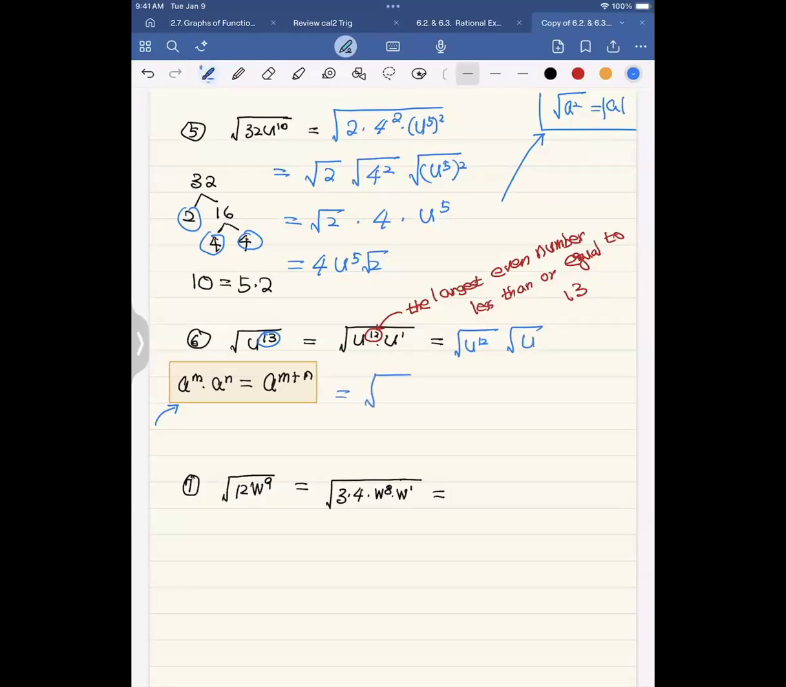Then square root of u to the 12th power can be rewritten as square root of u to the 6th power squared, times square root of u. So this 2 and square root will cancel each other, and then it becomes u to the 6th power square root of u.